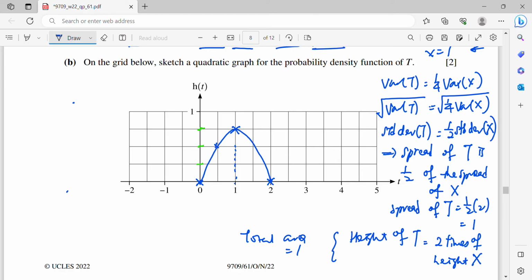Alright, so this is how we solve these 2 questions. So remember, the variance and the standard deviation will give you the spread. Okay, and then we have to consider the height.